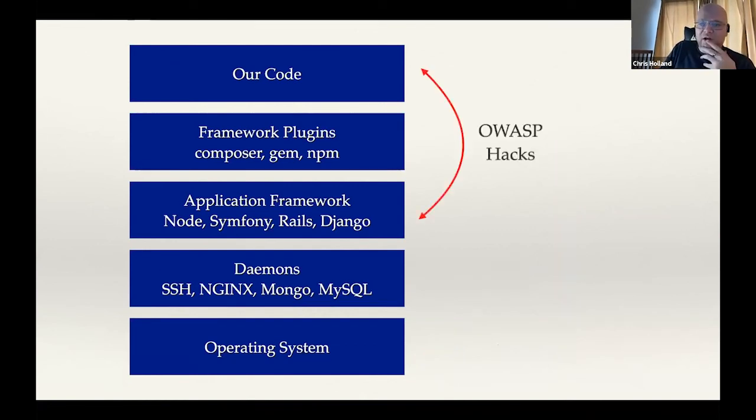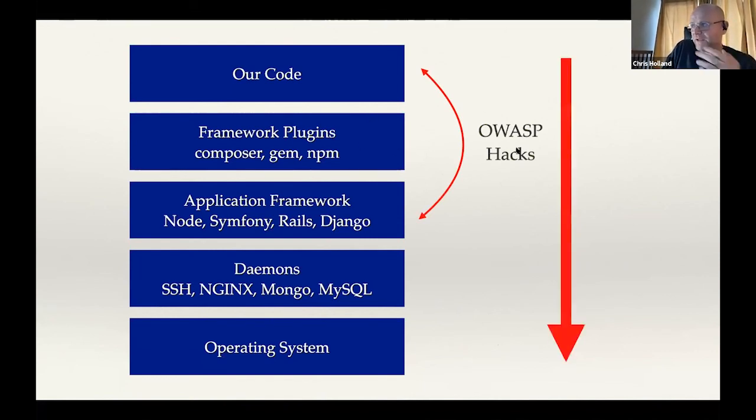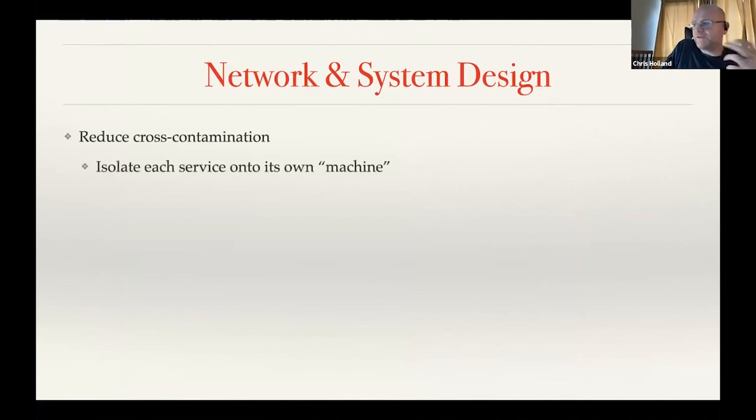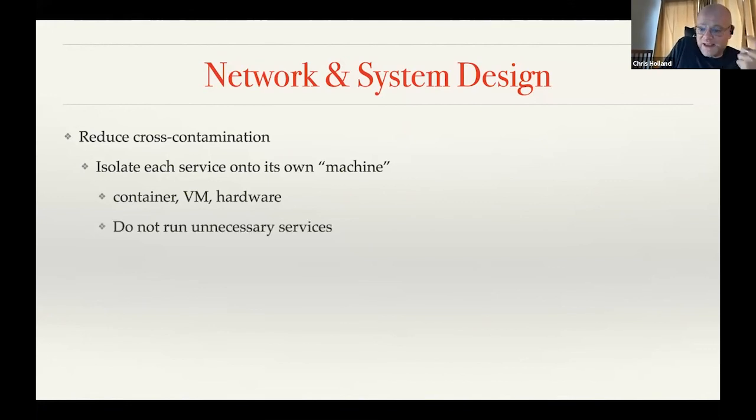Now, if you've reasonably secured things, attackers are still going to come at you through those OWASP hacks, right? Everything we looked at in this presentation are web application hacks. They're going to try to infiltrate your application through those OWASP hacks, and then they're going to try to compromise everything. So when you think about network system design, you want to reduce cross-contamination and isolate each service on its own machine. Whether it's a container, VM, or hardware, you want to have each service on its own machine.